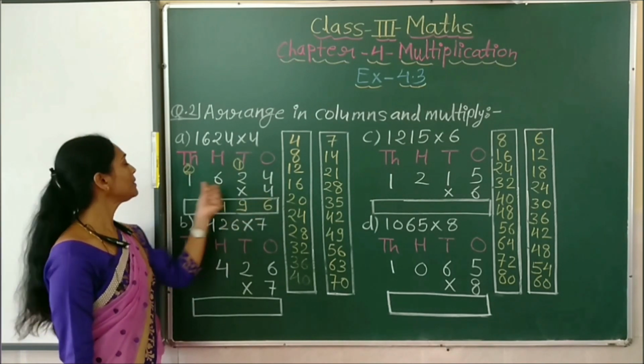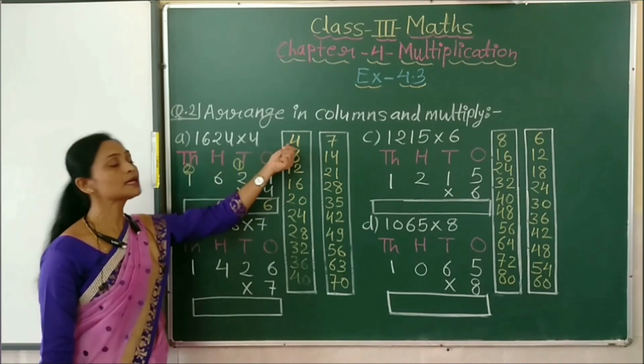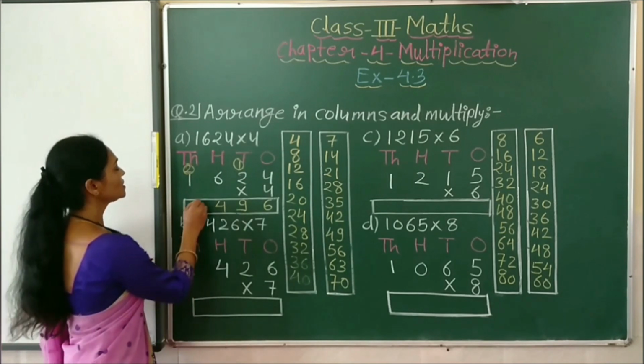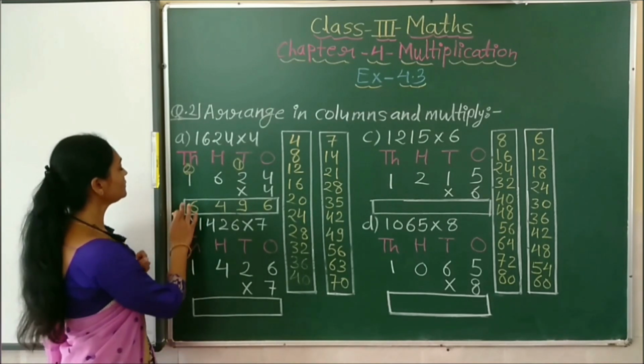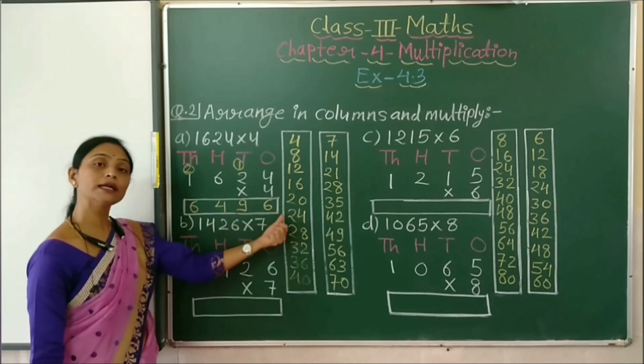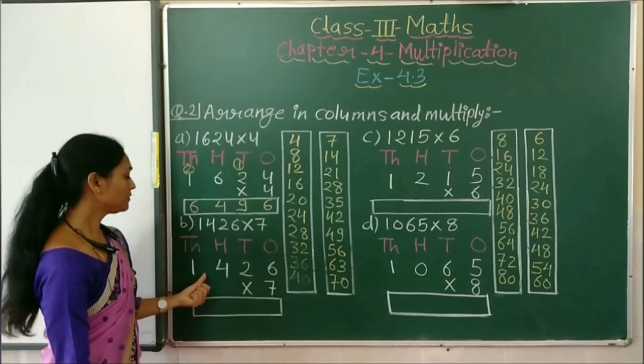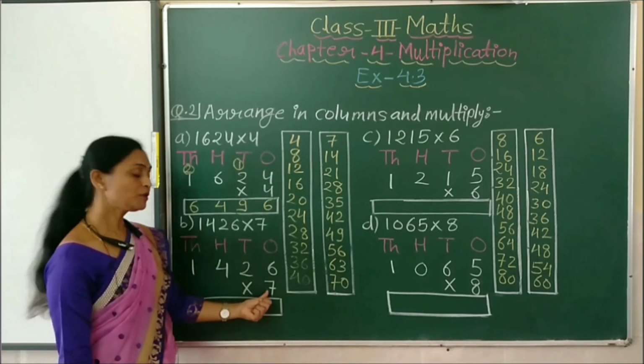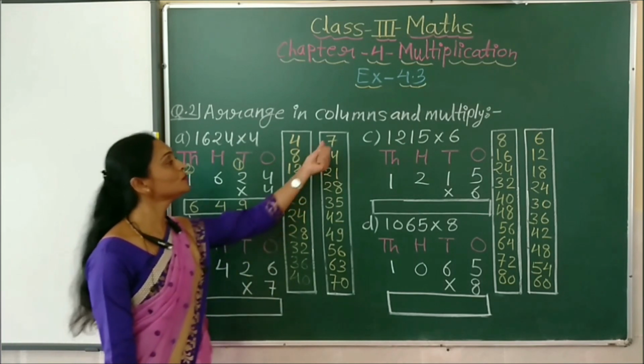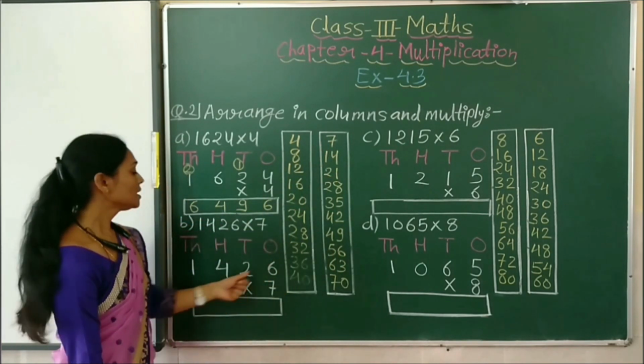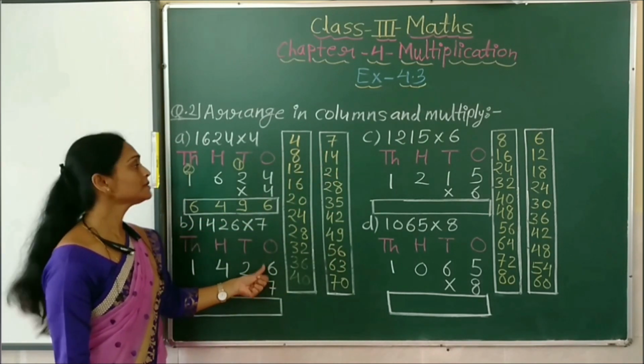Now 4 we have to multiply with this 1. So 4 ones are 4 plus 2, 6. So how much we got? We got 6496. Now we will see the second one. Here we have to multiply with 7. So we have to read this 7's table. How many times? 6 times.